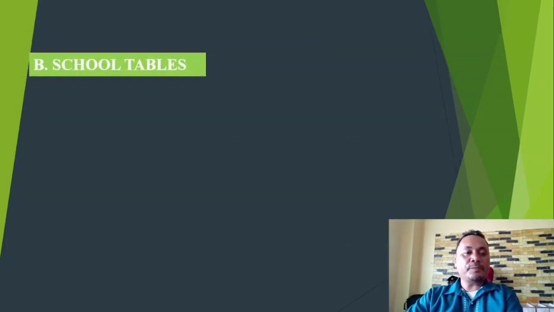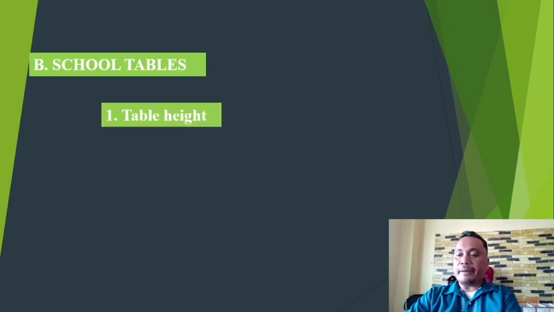Okay, so let's proceed to school tables. School tables such as pupils' tables, teachers' tables, library tables, demonstration tables, and conference tables are designed according to their use or function. Okay, first is the table height. There shall be sufficient clearance between the underside of the tabletop and the seat of the chair to allow comfortable space for the thighs of the seated person. Lagi no kay kung huot ra pud kay sa ilalom, lisod pud kayo maglingkod.